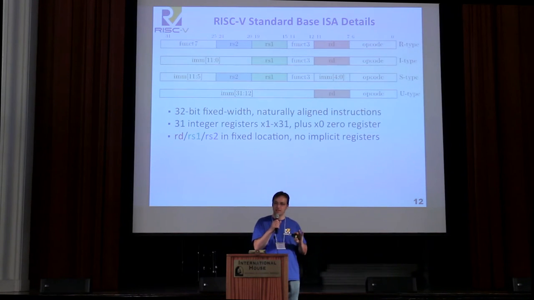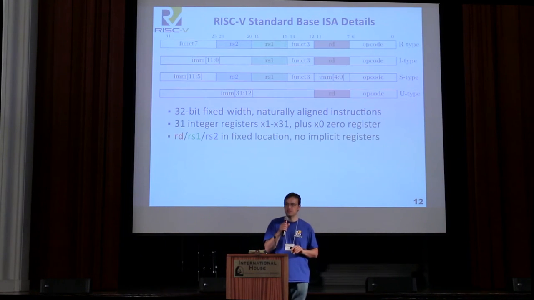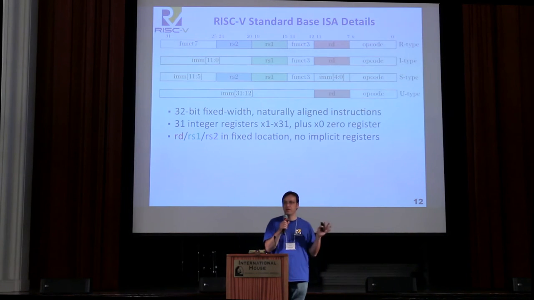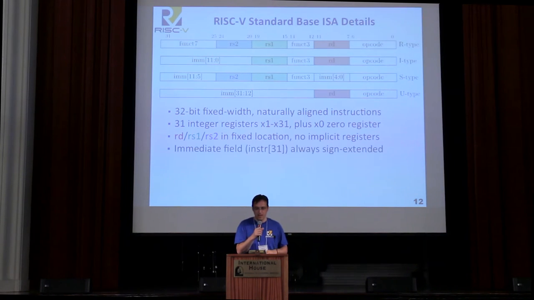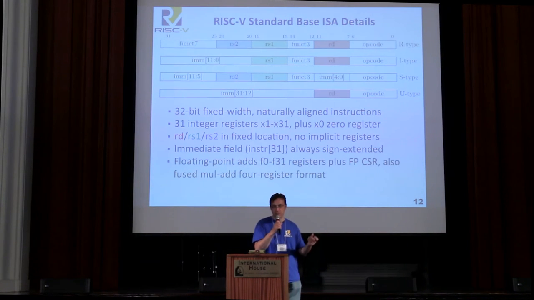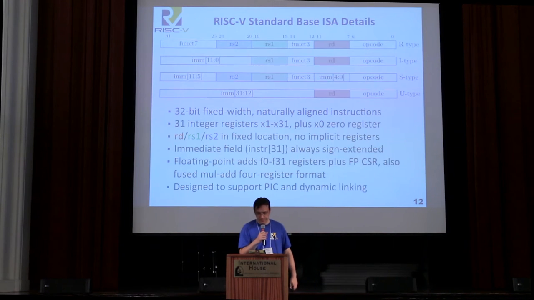And also, there are no implicit registers in any instructions. So, for example, jump and link doesn't write to a special register; it writes to any register in the ISA. The immediate field is always sign extended from the same bit. That's important for reducing circuitry and delay through the system. If you add floating point, you add another 32 floating point registers plus a condition register, and also another format to support fused multiply-add. So we do IEEE 2008 floating point.